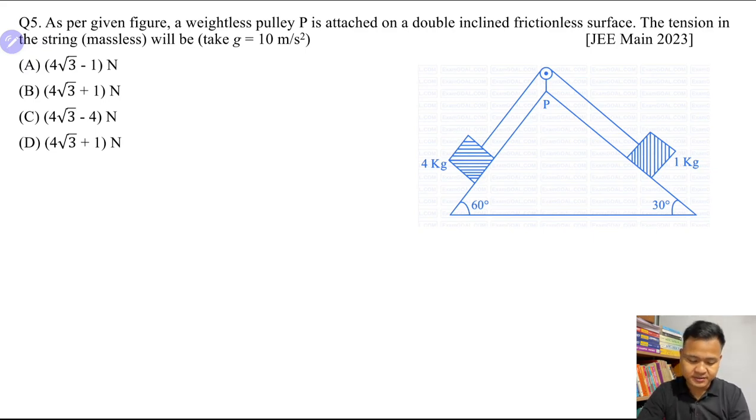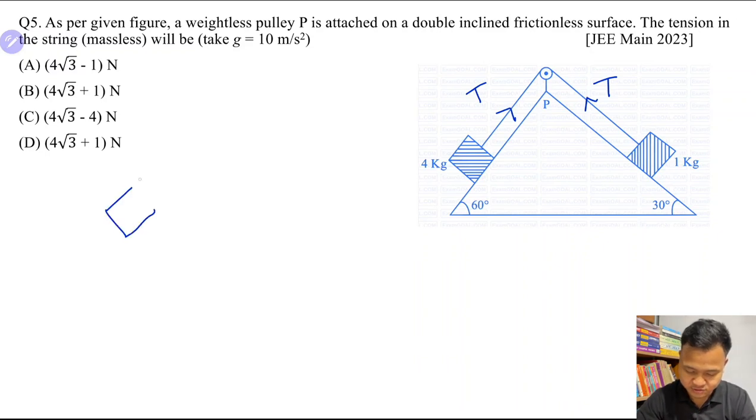As per the given figure, a weightless pulley P is attached to a double inclined frictionless surface. The tension in the string will be? If you see, I have two blocks connected by the same string, so that means I have to take the same tension T. Let's draw the free body diagram.